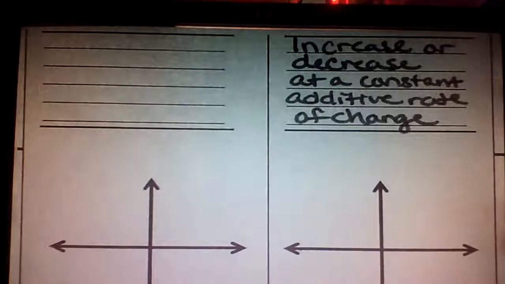Okay, so linear increases and decreases. Exponential.